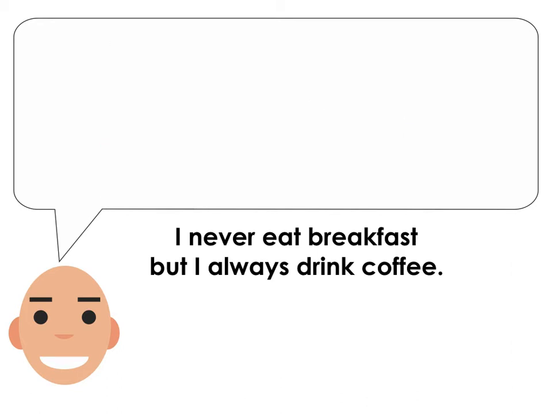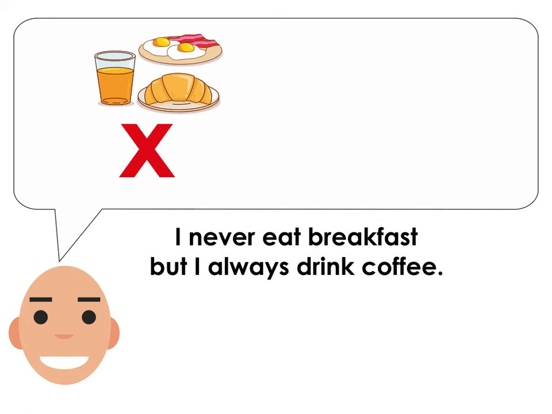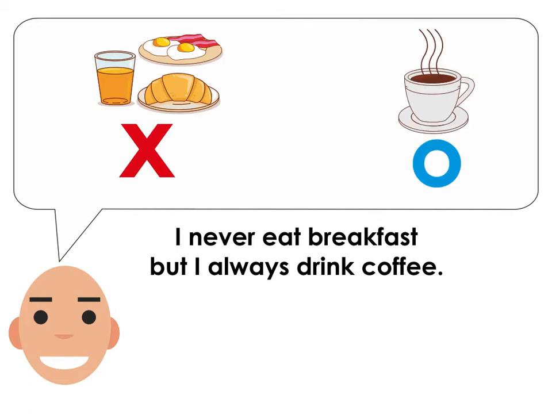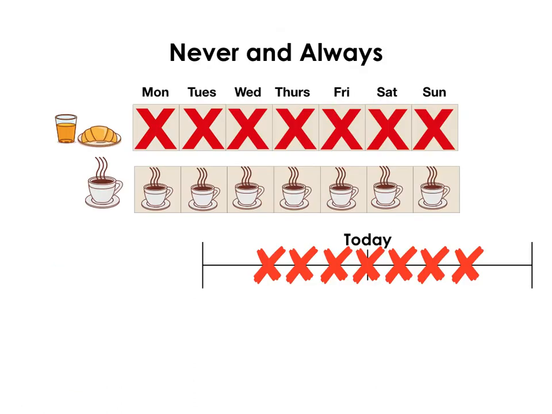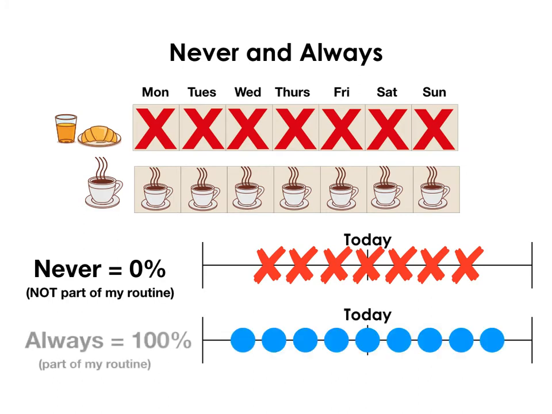Let's go back to this sentence. I never eat breakfast, but I always drink coffee. Never in this situation simply means this is not part of my morning routine, whereas always means this is part of my routine 100%. I never eat breakfast, 0%, not part of my routine, and I always drink coffee, 100% part of my morning routine.